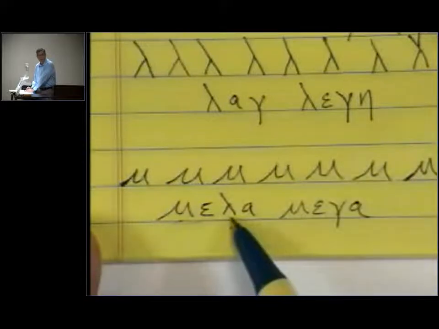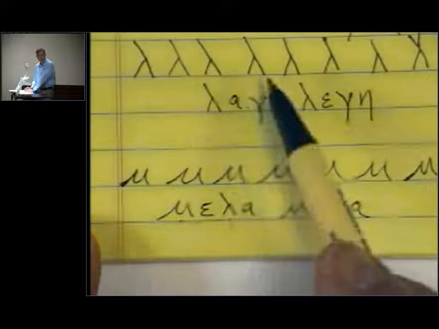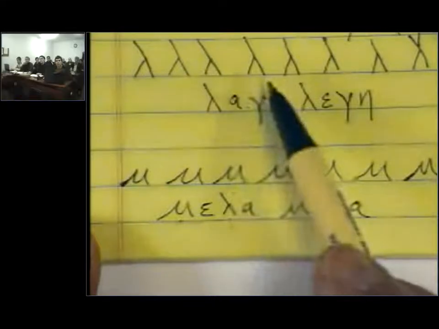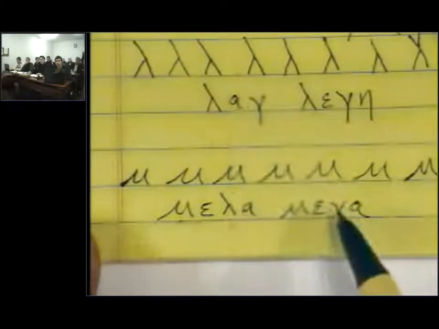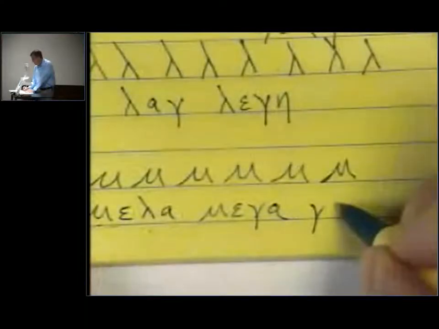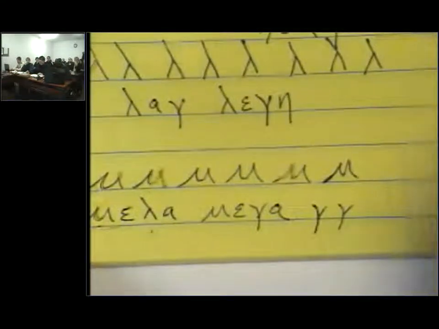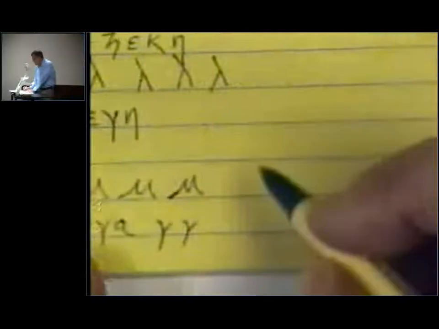Lambda. See, that's this letter right up here. And gamma is this letter right here. G. Okay.